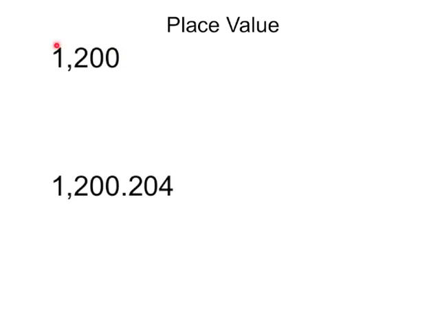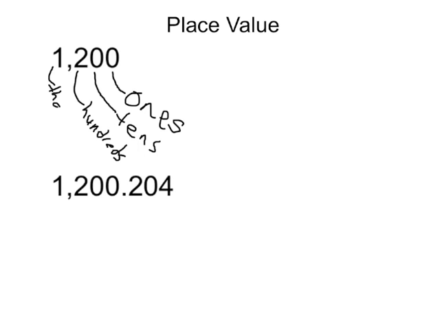This number right here is 1,200. It's a whole number, and you're probably familiar with comparing whole numbers and putting them in order. But as a review, let's review the place value of this whole number. We have the ones place, the tens place, the hundreds place, and the thousands place.